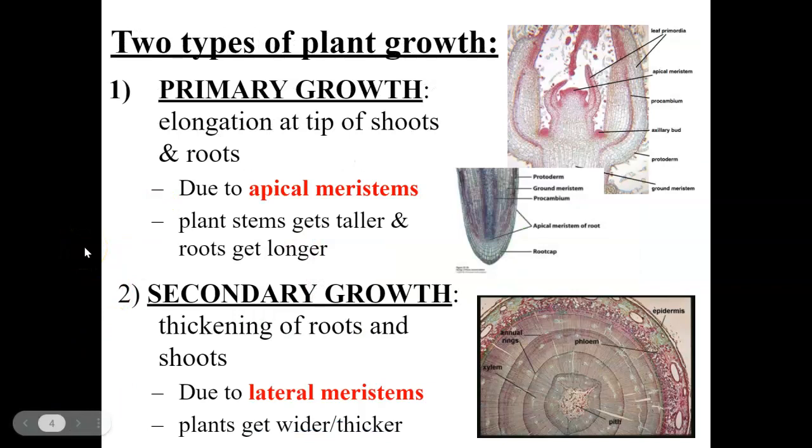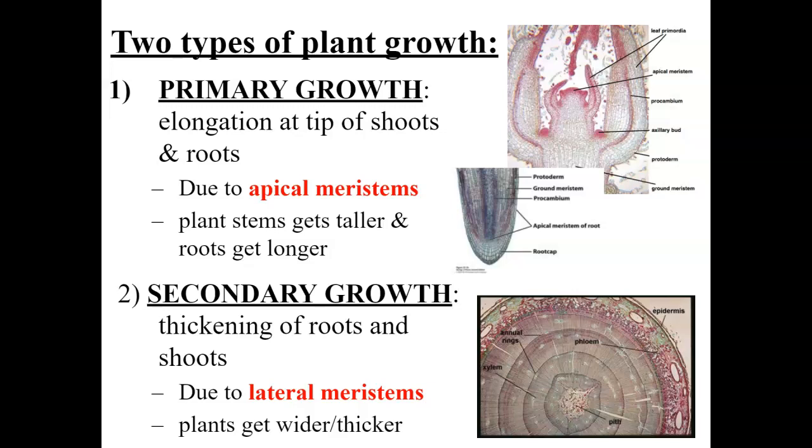A plant is going to undergo 2 types of growth, primary growth and secondary growth. Primary growth is the type of growth that we've already started talking about. We are going to get elongation at the tips of the shoots and at the tips of the roots. This is due to the apical meristems. Because of the apical meristems constantly dividing, we are going to have plant stems that get taller, and roots that get longer within the ground.